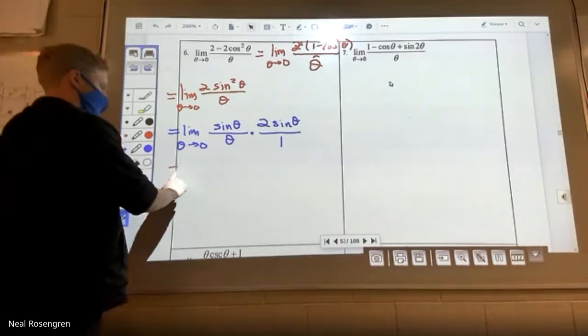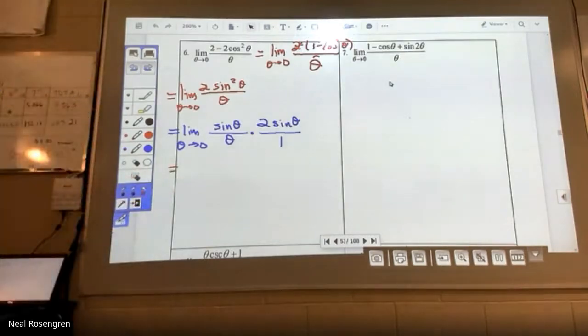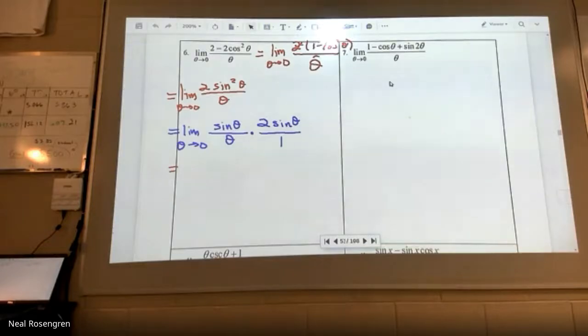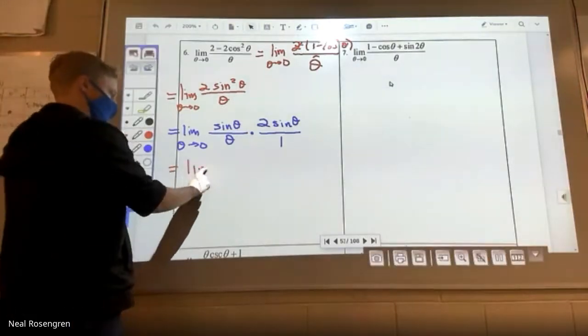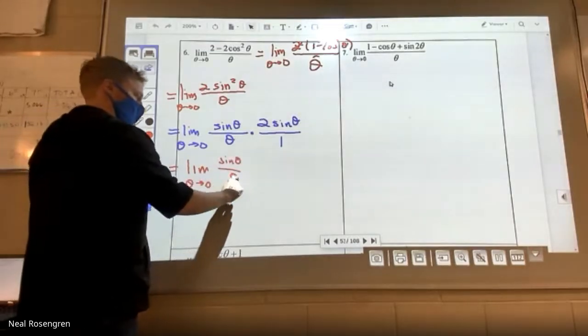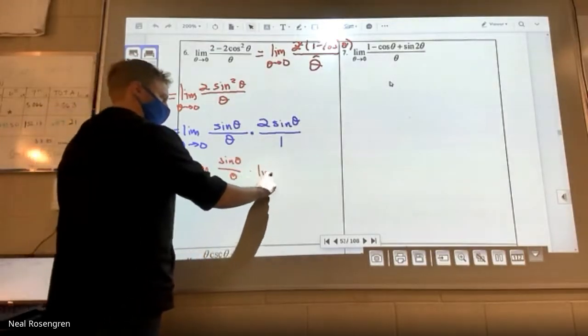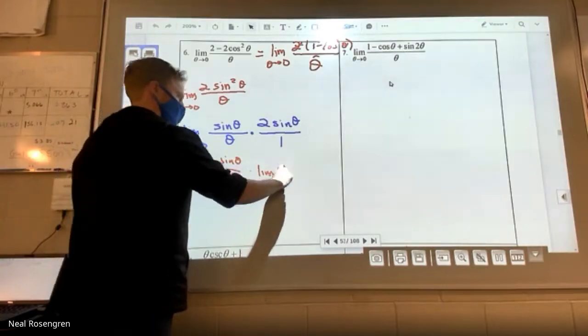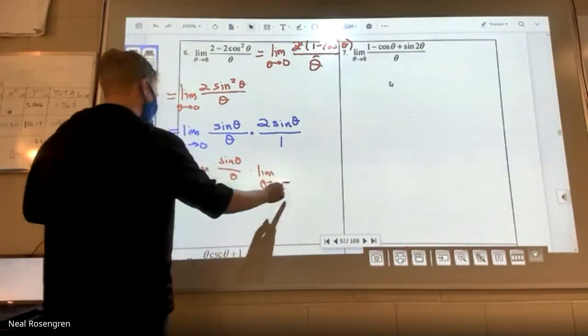And the thing that we want to start doing is showing this step. The limit of a product is the product of the limits. Or if there were 3 fractions, I break it into 3 limits. If there were 4 fractions, break it into 4 different limits and deal with each one separately. The limit of the first one, sine of theta over theta, times the limit of the second. I don't need the fraction anymore, it's just over 1, so the limit of 2 sine.